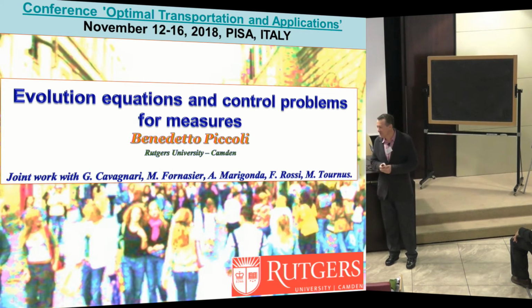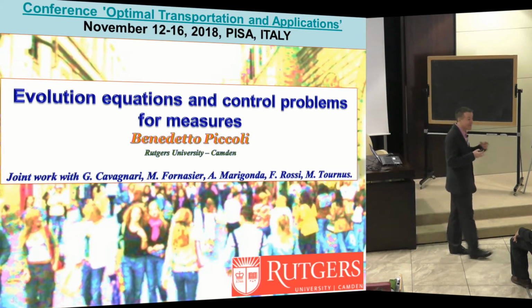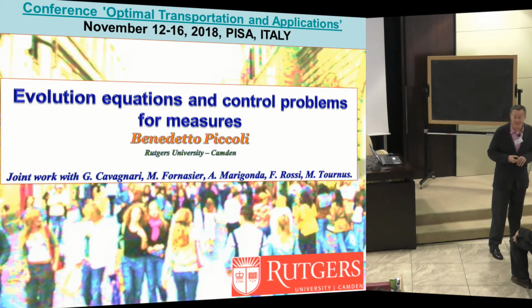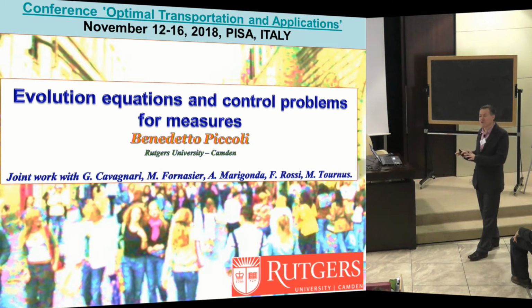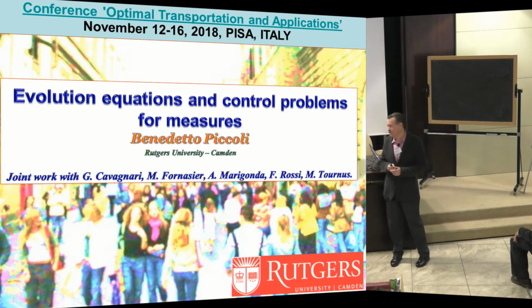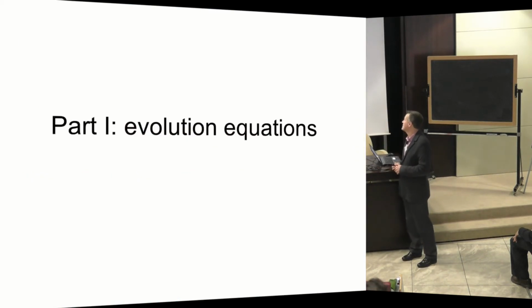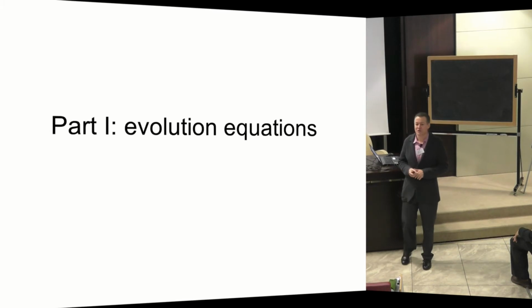Since this audience is different, I will do exactly the opposite. So I will start talking about a new idea on how to define some evolution problem for measures. Then I will move to some remarks about control approaches. And finally, at the very end, I will show some application. So let me start with the first part, that is evolution equations.